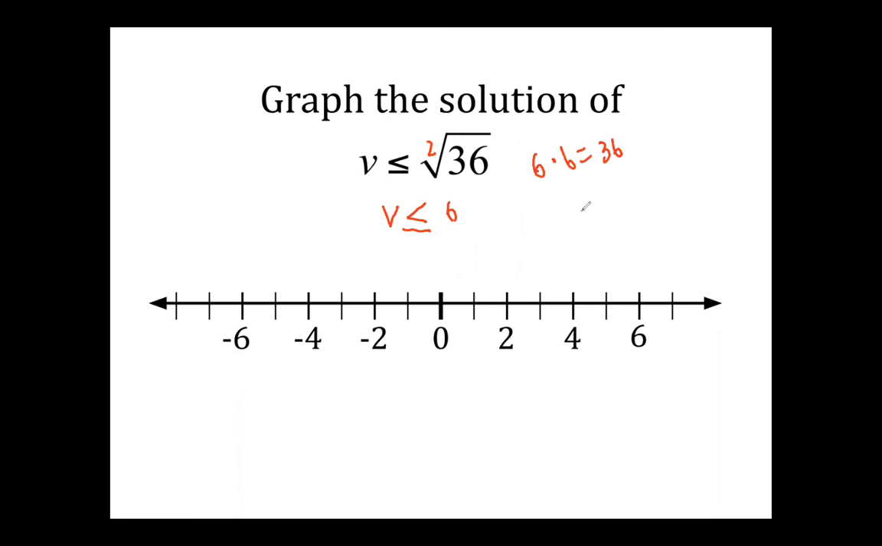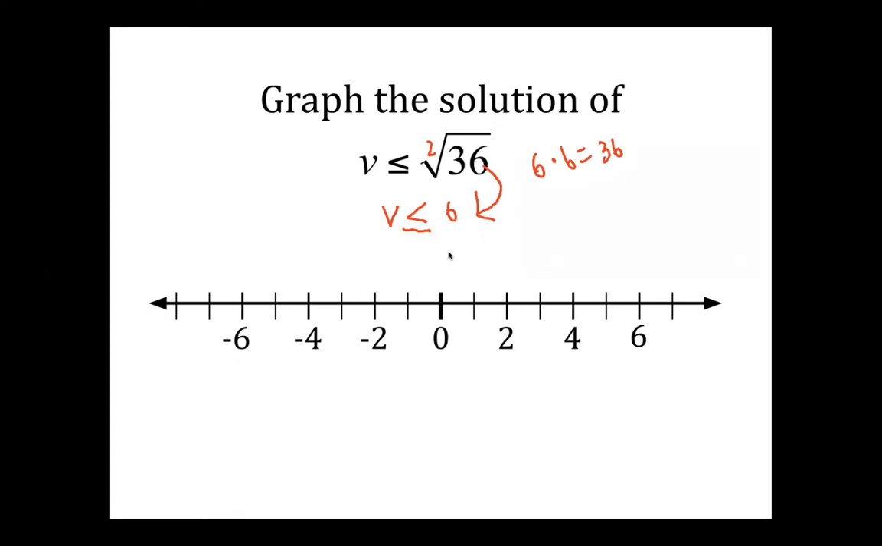Think of your perfect squares, such as 1, 4, 25, 16, those types of things. So our simplified expression would be v is less than or equal to 6. We can't plot a square root, so make sure that you're simplifying your inequality to this.